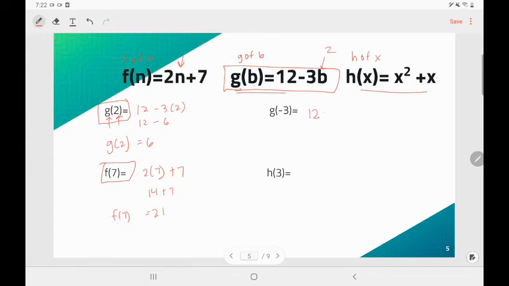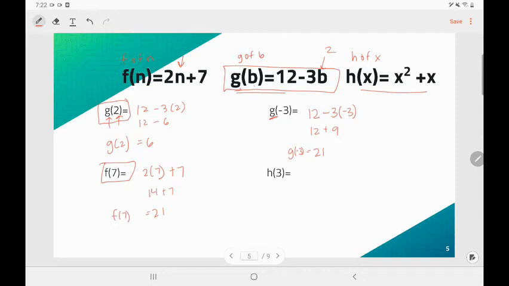Now I included this next example, g of -3, to make sure that everyone's careful with their negatives. So 12 minus 3 times -3. Remember, I'm plugging it into the function g. Now, because I have a negative times a negative, that means I'm changing that to an addition problem. So 12 plus 9 is 21. So g of -3 is equal to 21.